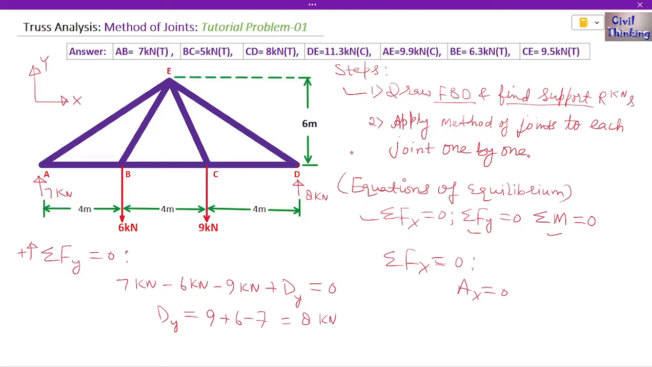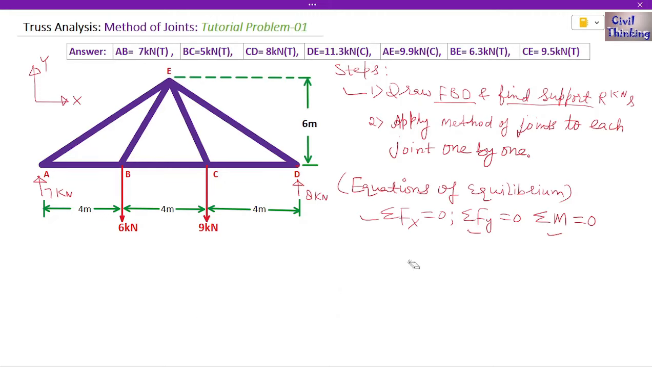Now let's come to step 2. Let me erase all of these things first. Now apply method of joints to each joint one by one. We apply method of joints to one joint, then we go to another joint, then another joint. This way we will get the forces in each member. When we apply method of joints at this joint A, we will get member forces in all the members connected to A. Now which members are connected to A?